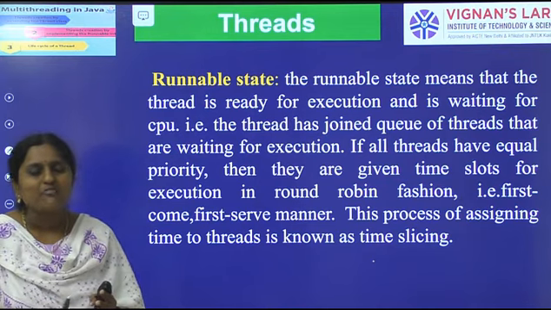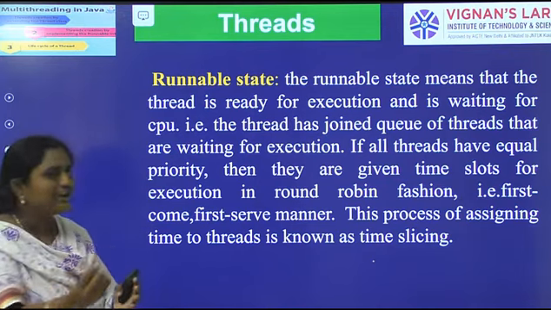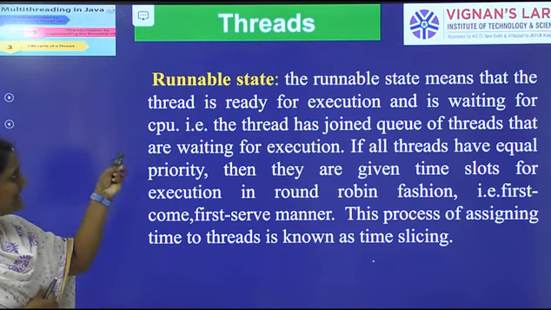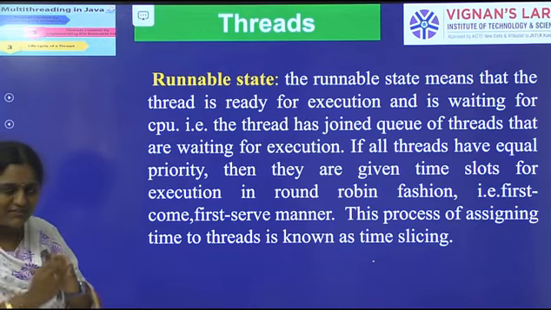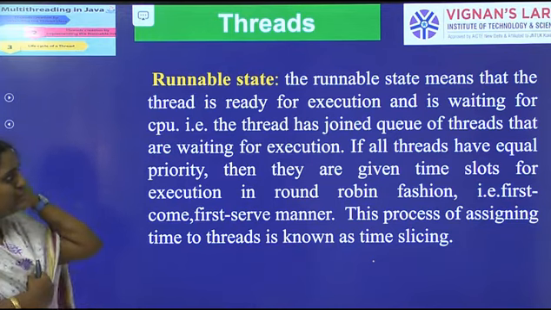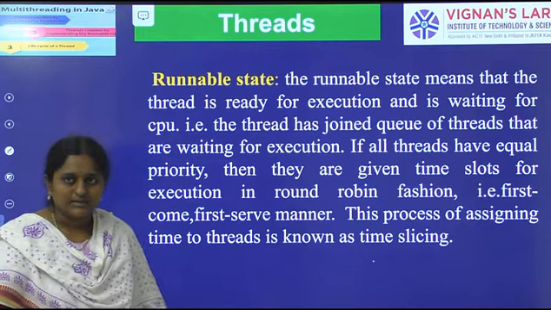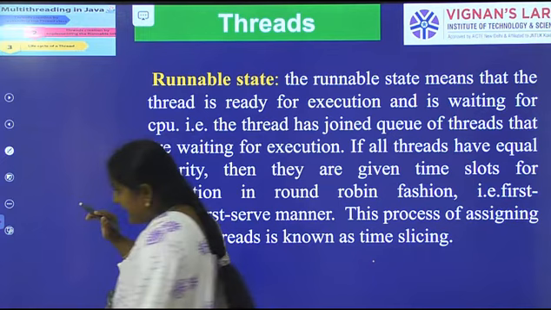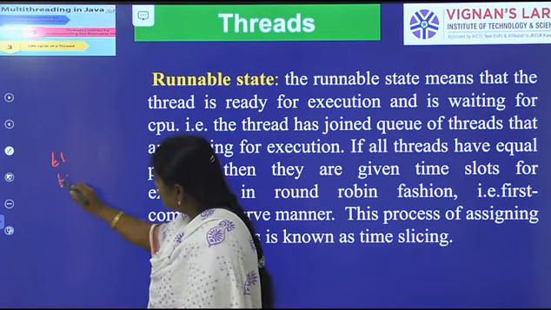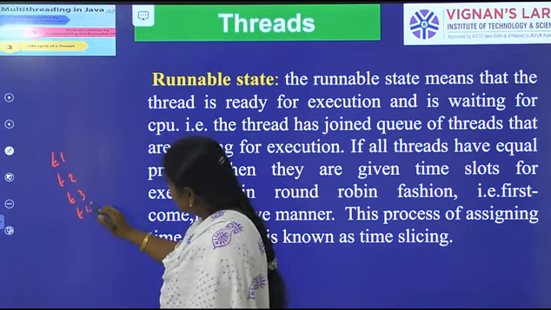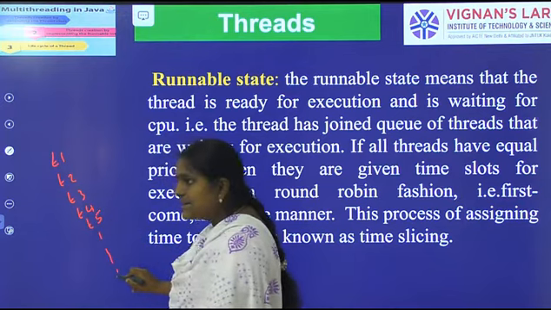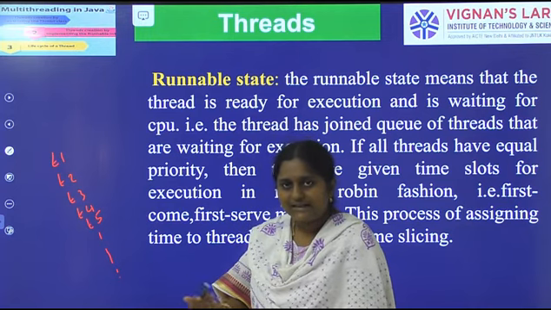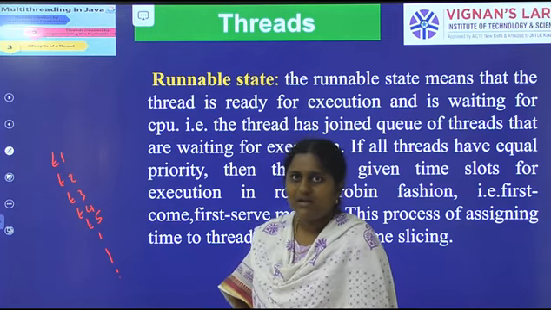After the CPU is ready, the thread will move from the runnable state to the running state. Here, the runnable state means the thread is ready for execution and waiting for the CPU. The thread has joined the queue. In this runnable state, multiple threads are there, suppose we have a number of threads like T1, T2, T3, T4, T5 and so on. Threads are executing concurrently. In multi-threading, multiple threads are executing concurrently one by one.